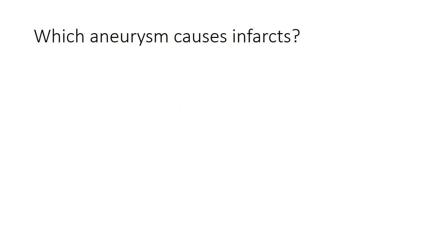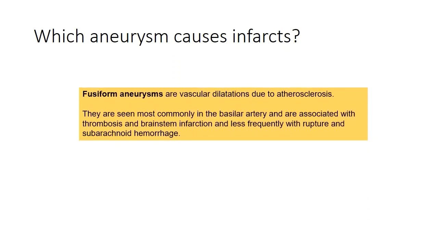Now, which aneurysm infarcts but does not cause hemorrhagic stroke? Rather, it causes an ischemic stroke. It is nothing but the fusiform aneurysm, as we've discussed. Fusiform aneurysms are vascular dilatations due to atherosclerosis, and these aneurysms typically involve the basilar arteries. They undergo infarction or ischemic stroke more frequently as compared to subarachnoid hemorrhage or hemorrhagic stroke.